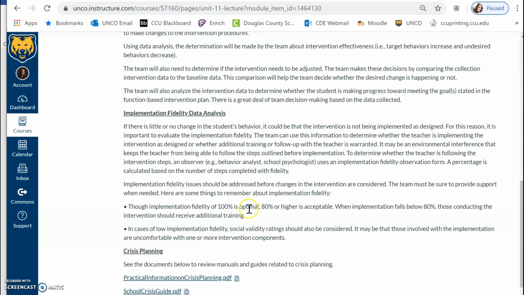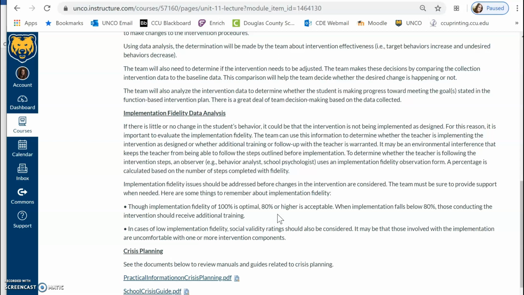Keep in mind that 100% fidelity of implementation is optimal, but it is not realistic. We all know that there are many, many variables that impact each of us throughout a school day in a setting that is frequently and rapidly changing. So we are shooting for 80% or higher. And definitely just important that we keep that in mind, aiming for success but not perfection.